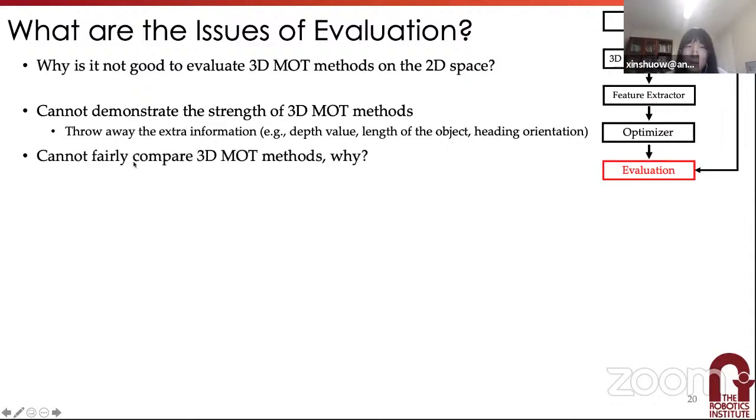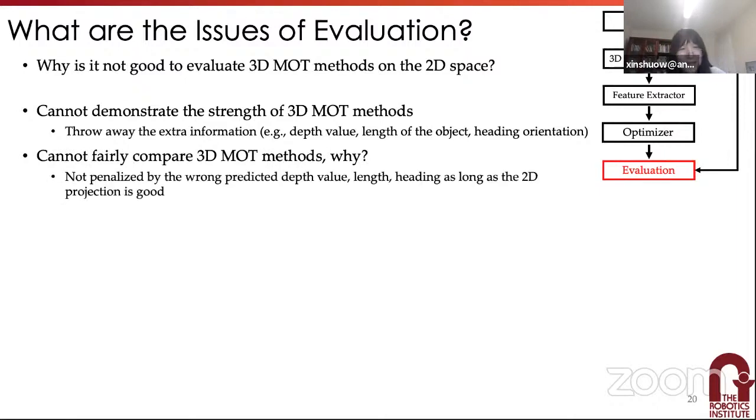And also, using 2D metrics cannot fairly compare 3D MOT methods. Why? Because 2D metrics do not penalize the wrongly predicted depth values, or length, or the heading orientations, as long as we have a pretty decent 2D projection.